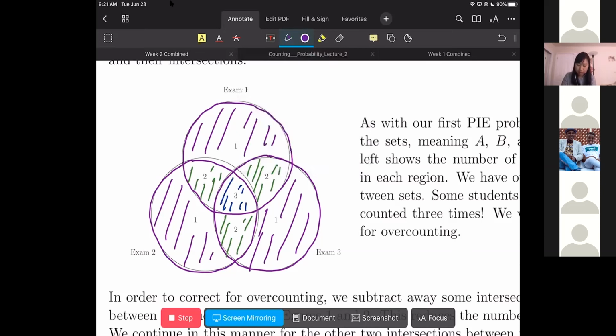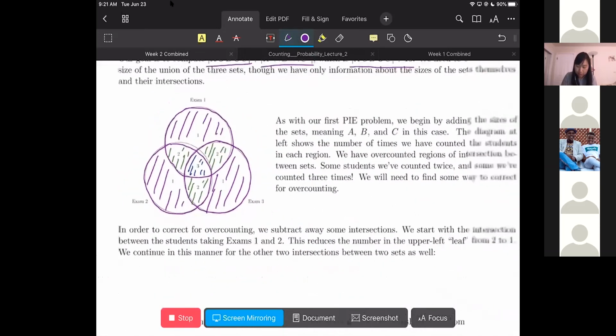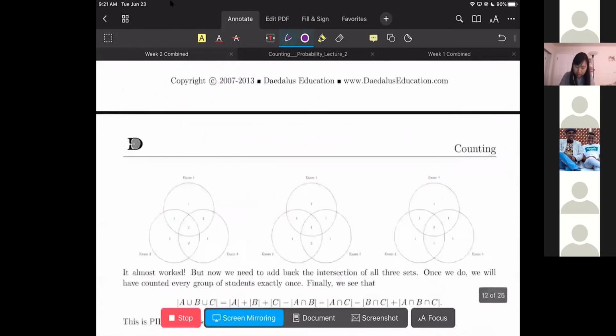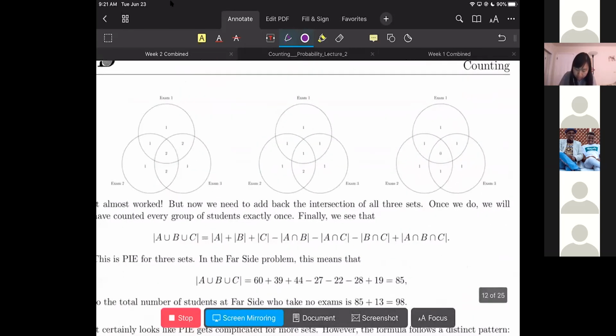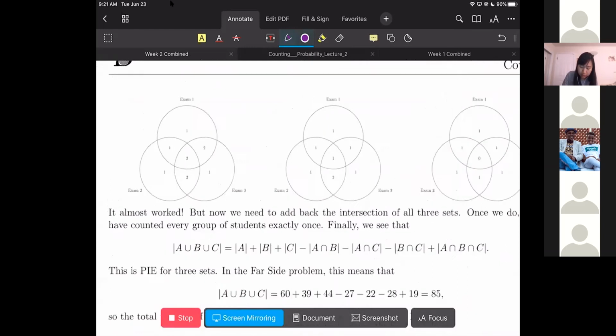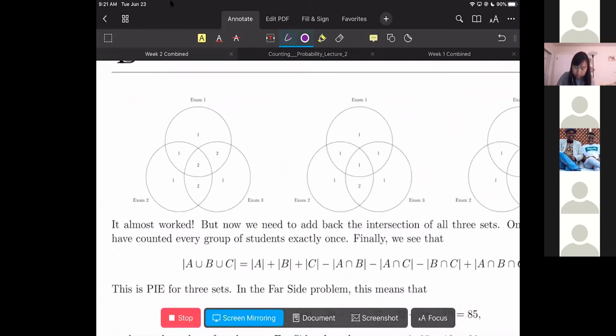So if we go back to how we correct for overcounting, we'll need to subtract some stuff out and then add some stuff back. So here, we can try the following. Let's say we add everything in set A, plus everything in set B, plus everything in set C. And then we need to subtract out some intersections like we did before. So here, let's subtract out the intersection of A and B.